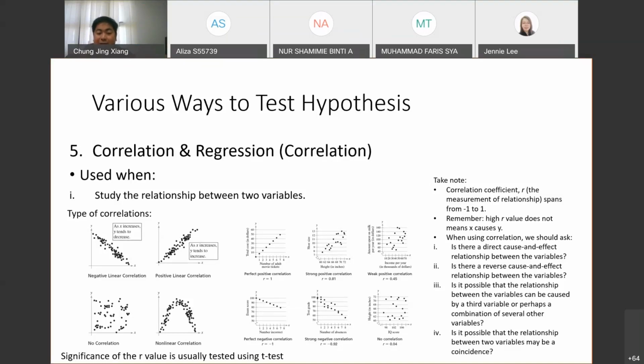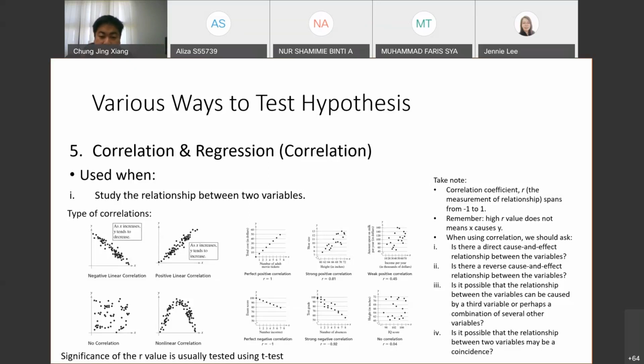Then of course the last one you have to ask: let's say X has a relationship with Y, is it just by chance that you get this R value? Is it just by chance you get a high R value? So you have these few things you always have to ask yourself when you do this correlation test. Is X and Y really related? Is there anything that might actually cause them to be related? Or is it possible the relationship is just by chance? You get a high R value by chance. This is a few things you have to think about.